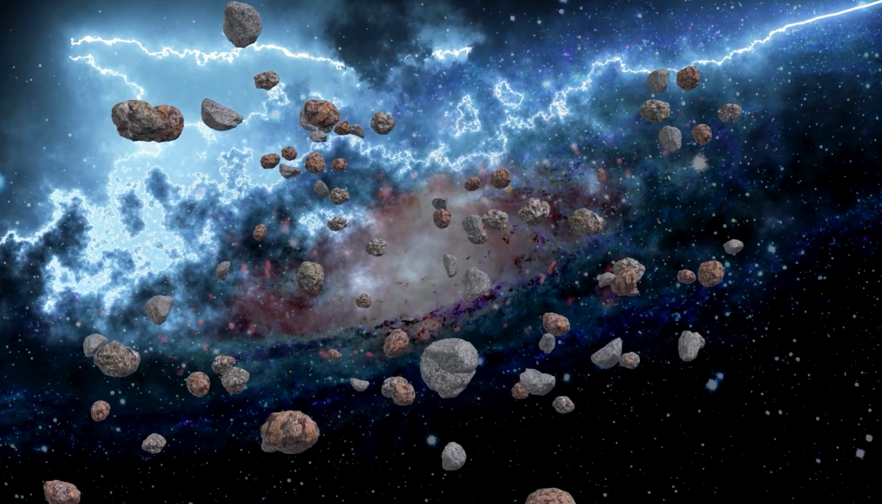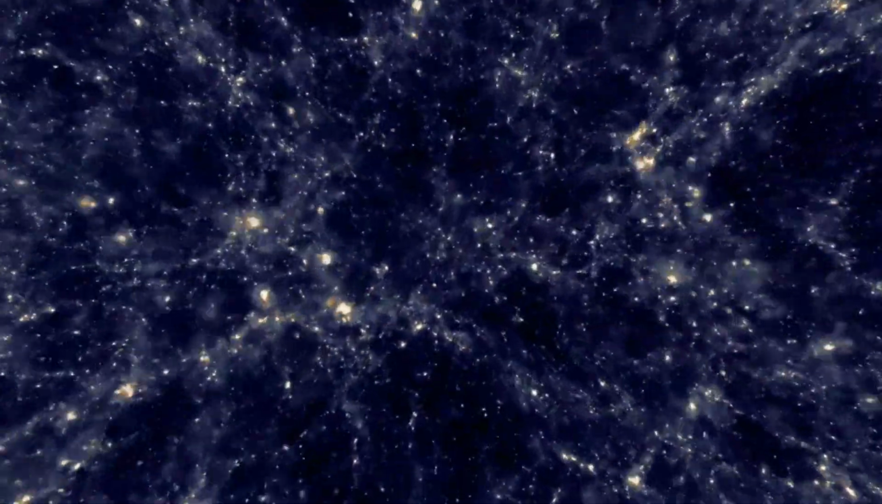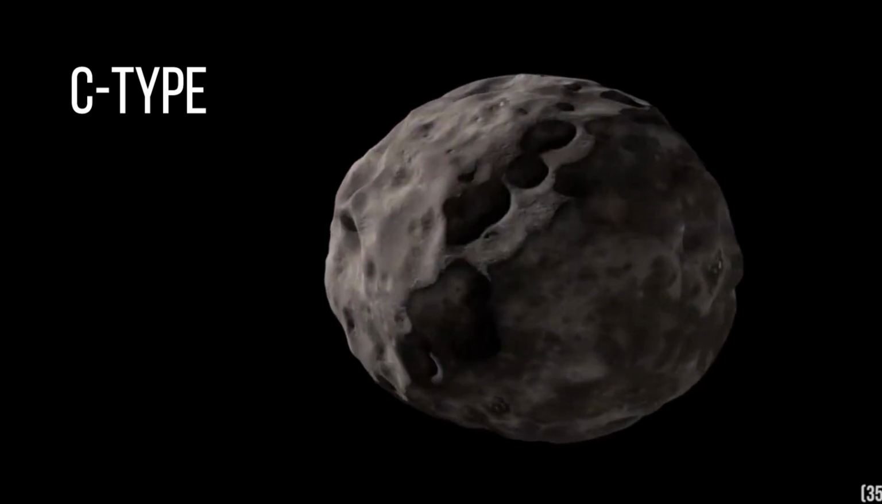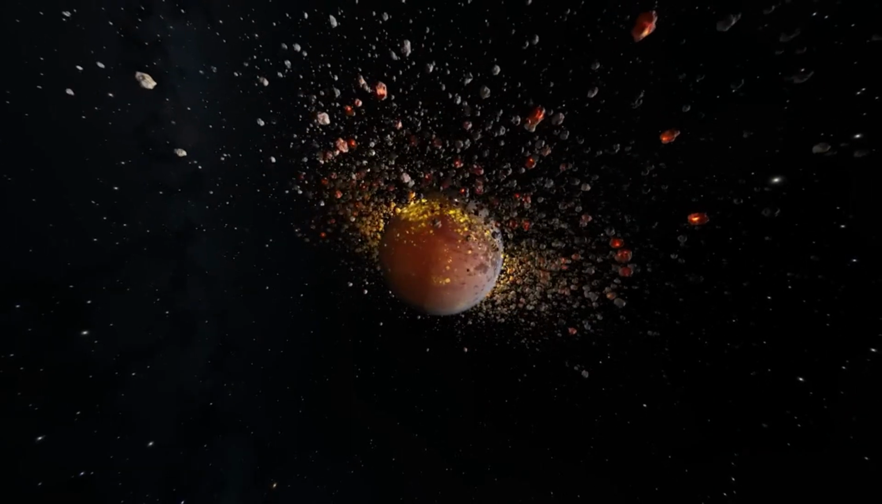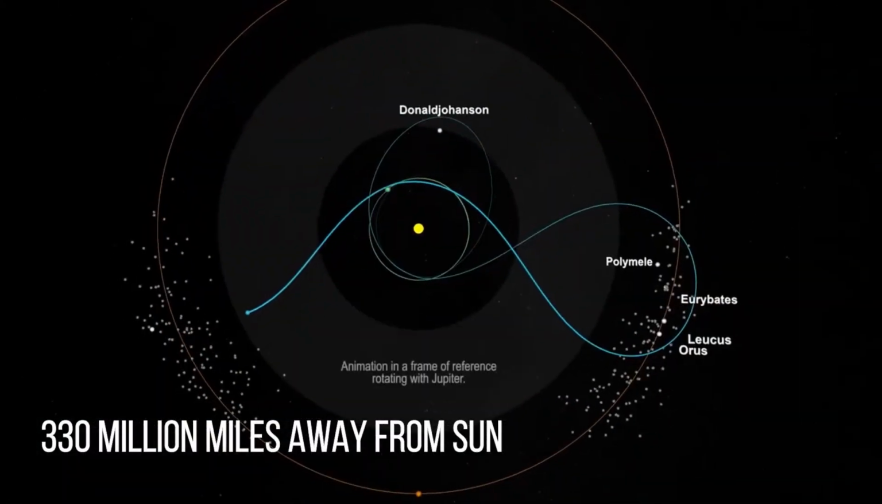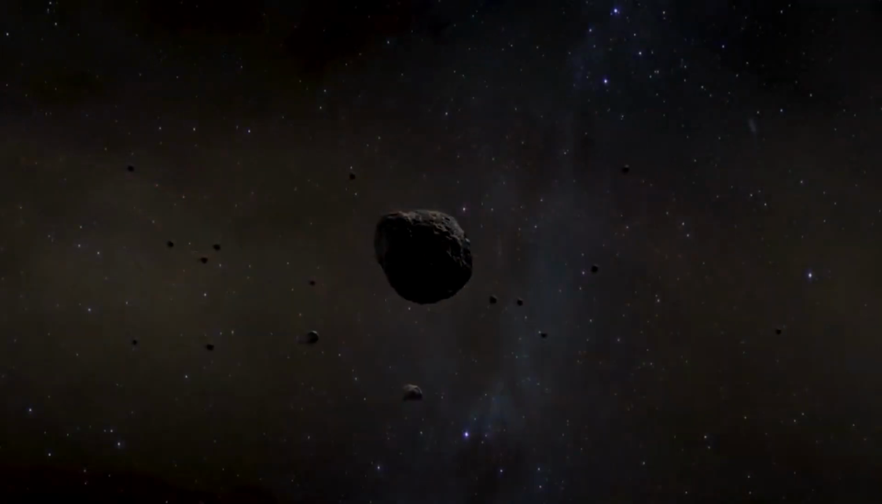Our journey begins with a look at the diverse types of asteroids out there. The three main categories are C-type asteroids, which are carbonaceous and make up about 75% of all known asteroids. They lie most often at the outer edge of the asteroid belt, 520 million kilometers or 330 million miles from the Sun, where 80% of the asteroids are of this type.